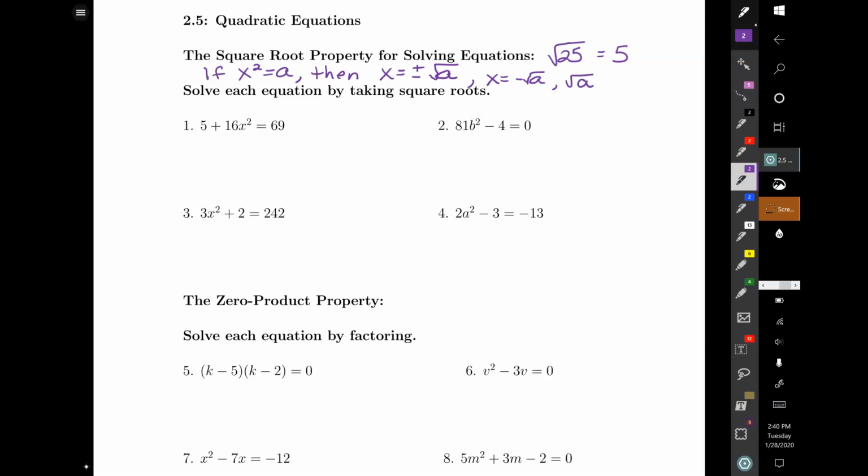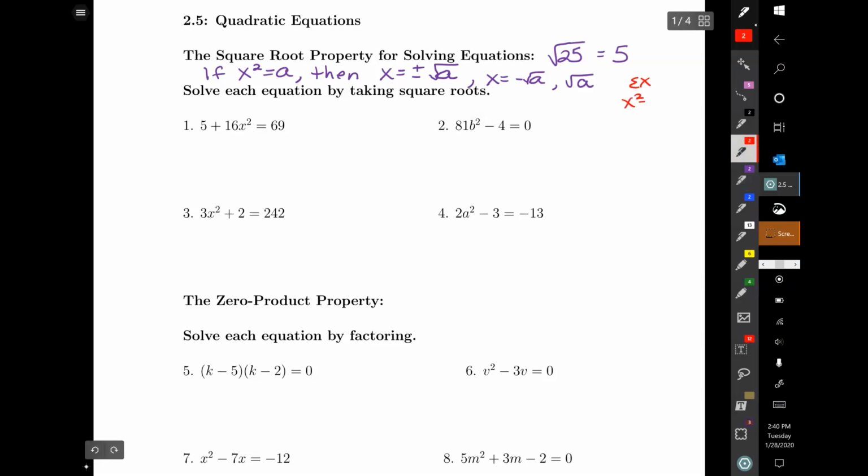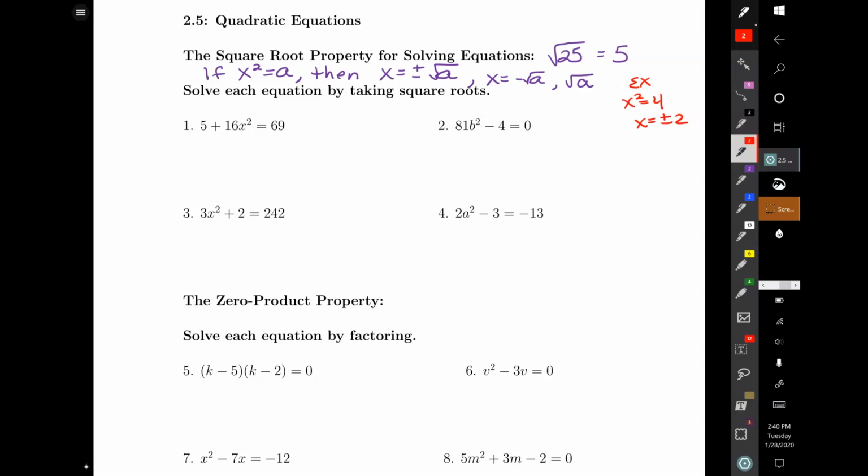So for example, if I had x squared equals 4, x could be plus or minus 2. And sometimes we would only choose the positive because it makes sense to the problem. Sometimes if we're solving in different ways, we have applications, we have to make choices there.